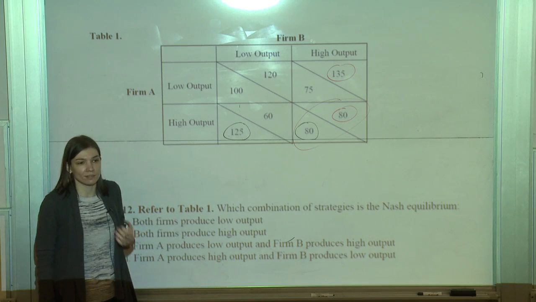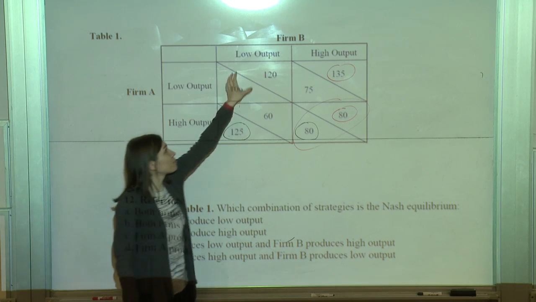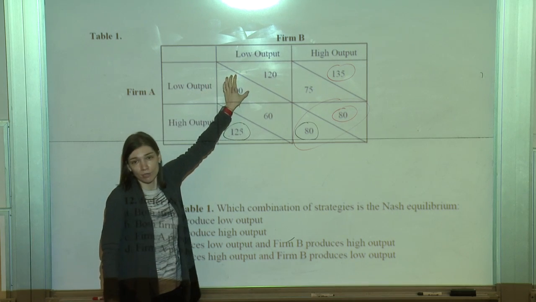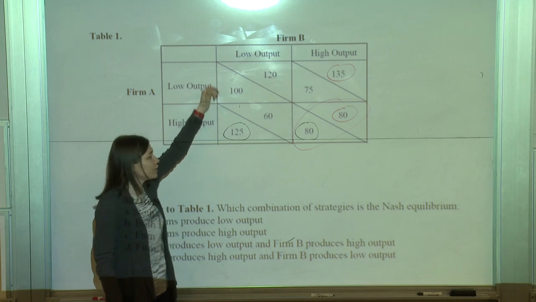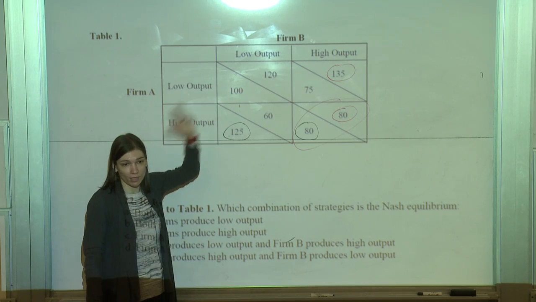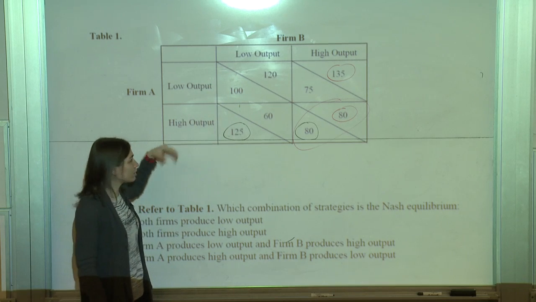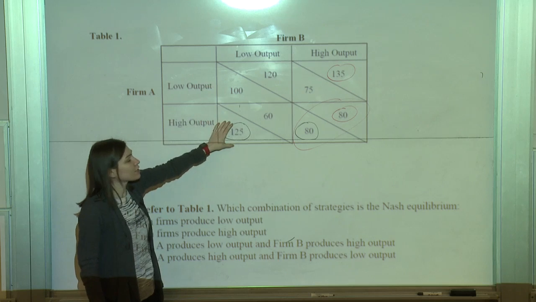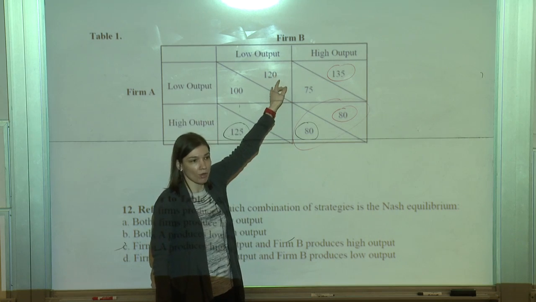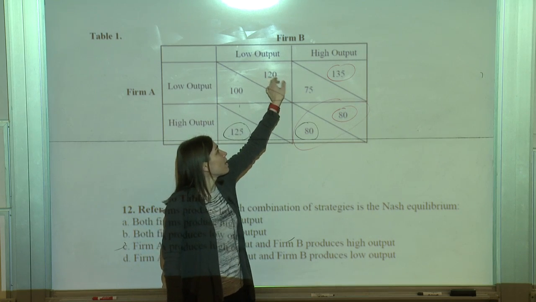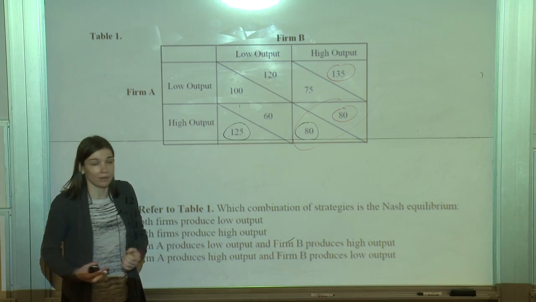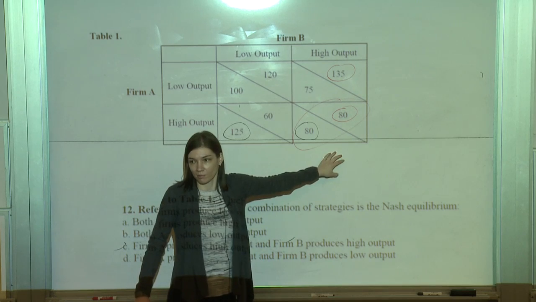Each of them has an incentive to deviate. For example, if they agreed on low output, and I'm firm A, I agree on low. However, if I cheat, I'll get 125 instead of 100. So I'm again maximizing my own utility. So even though I agreed, I have an incentive to cheat. And the same is true for firm B. Even though we agreed on 120, if they cheat, they get 135. So they're better off. And that's why the prisoner's dilemma gives you the suboptimal outcome.